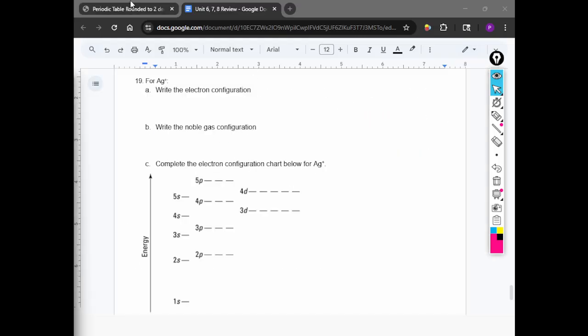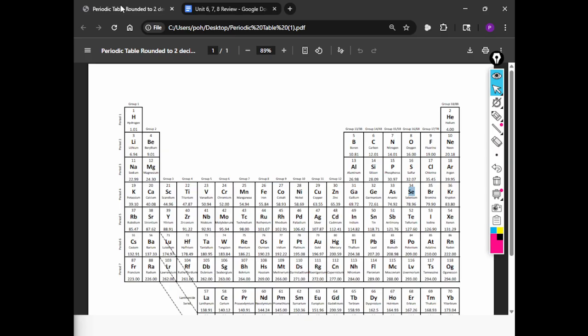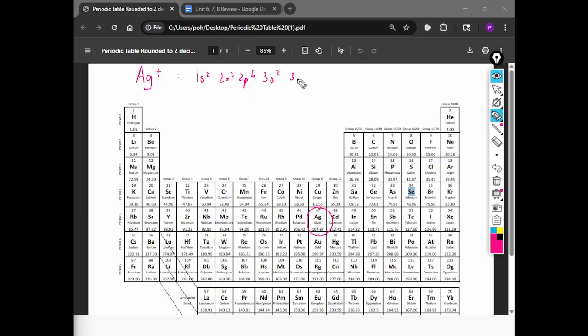Okay, so we are looking at Ag+. So let's look at the periodic table. We're going to write the electron configuration and then the noble gas configuration. Ag+, obviously it's Ag, so we're going to look at this right here. So pretty long electron configuration. We're going to go through the first subshell. So 1s2, 2s2, 2p6, 3s2, 3p6, and that gets us to here.